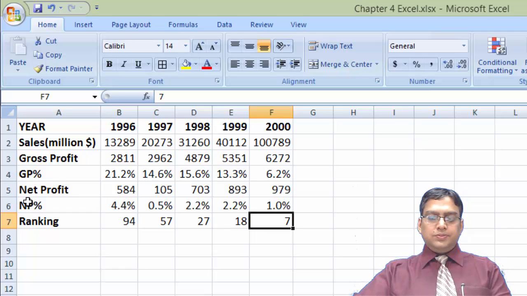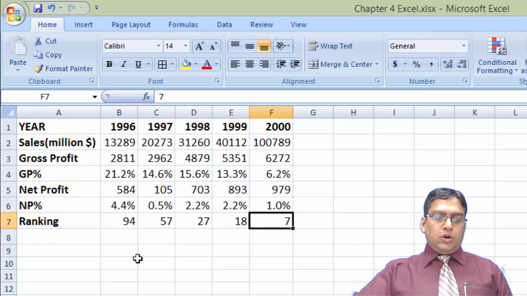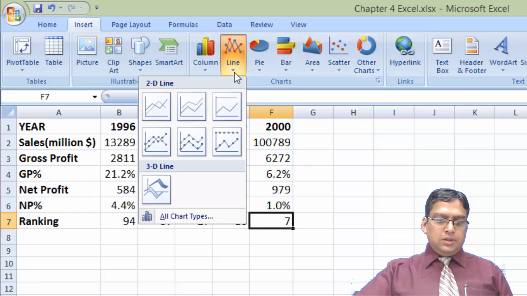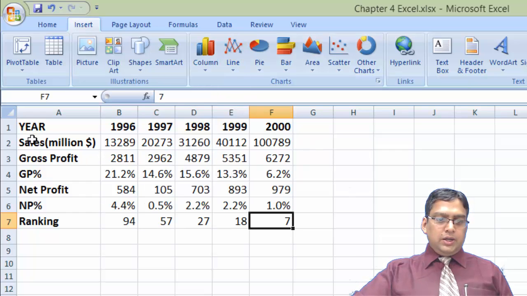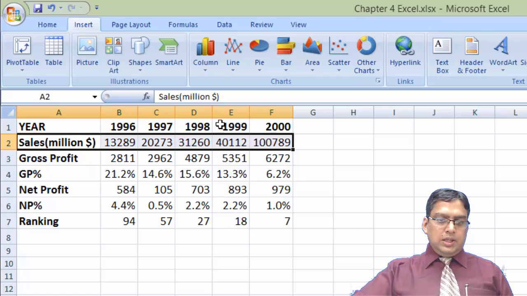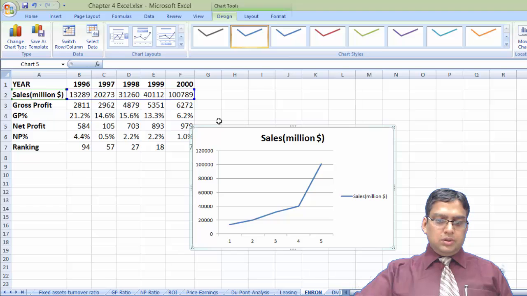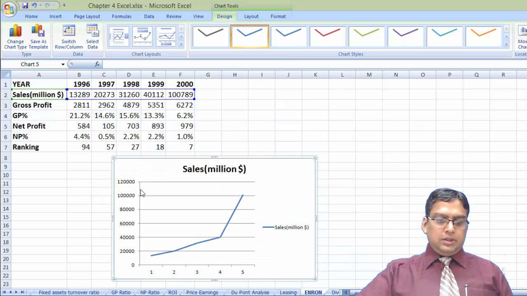In this case, first draw a sales chart. First go to Insert tab, then Lines, then you can draw any chart. Select your data, line chart, let's say this line. That is a sales chart.